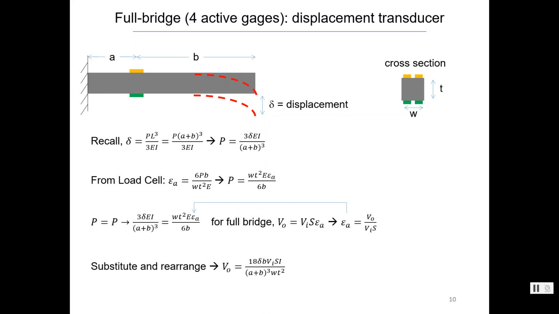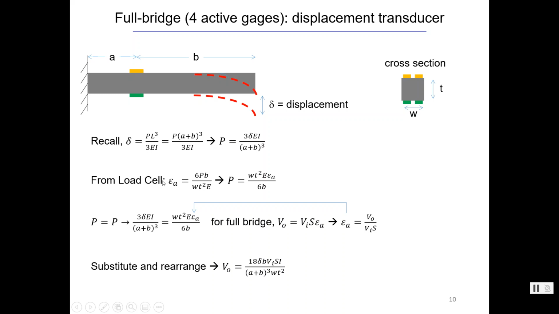We need to recall a few things again. For a cantilevered beam with a rectangular cross-section, the displacement is the load times the length, and length is a plus b in this case, that length cubed over 3 modulus times moment of inertia. So the second step here, we're just substituting in a plus b for L. But here we are rearranging it for the load. And we're going to relate this to an equation that we came to in the load cell.